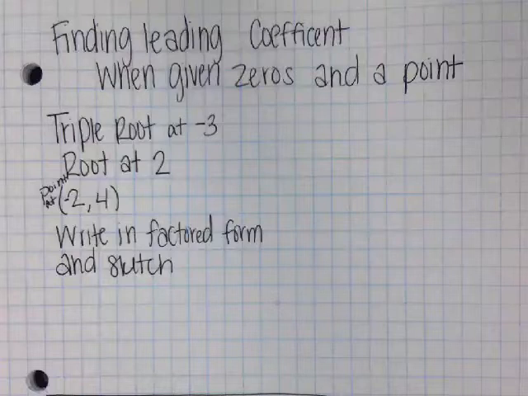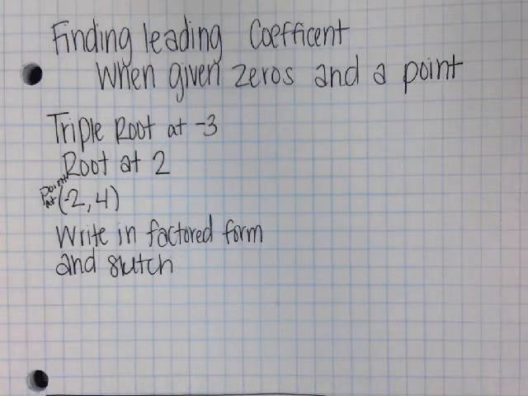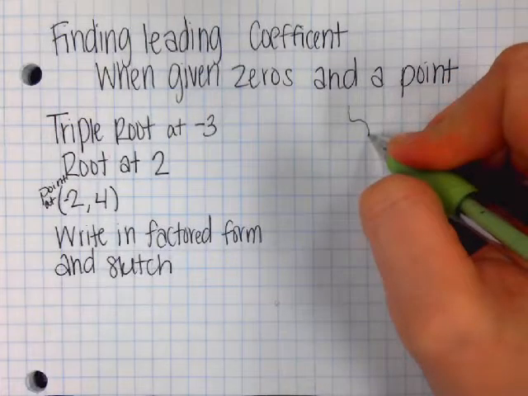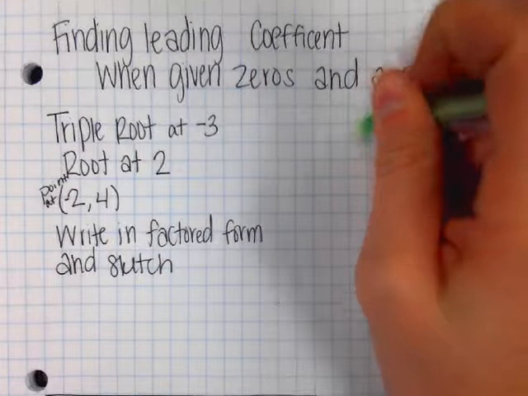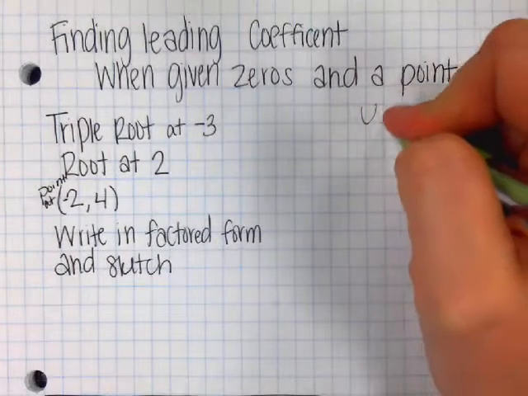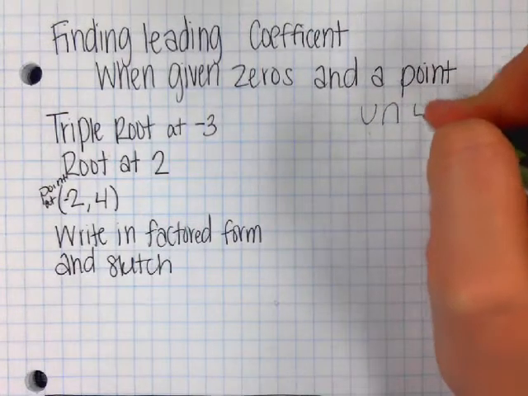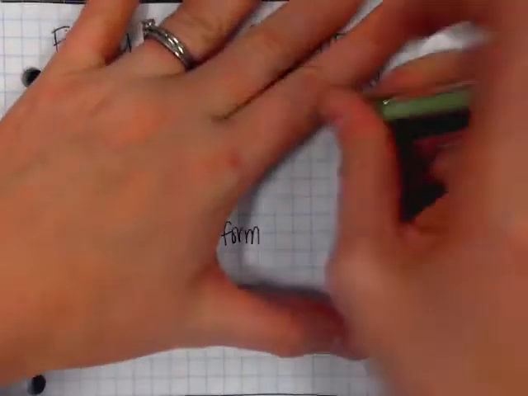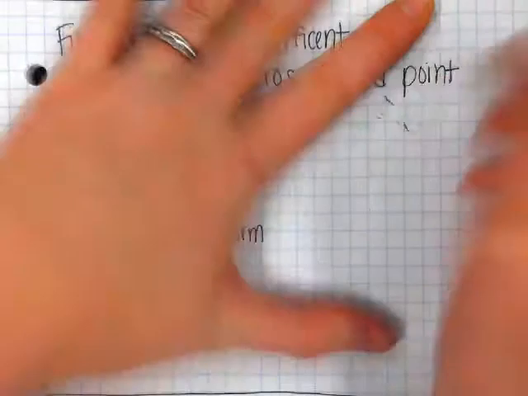So finding leading coefficients if you're given the zeros and a point. Remember, the leading coefficient is what decides the end behavior. If it's even, either both ends go up or both ends go down. If it's odd, one end goes up and one end goes down. So that's why we want to know the leading coefficient.